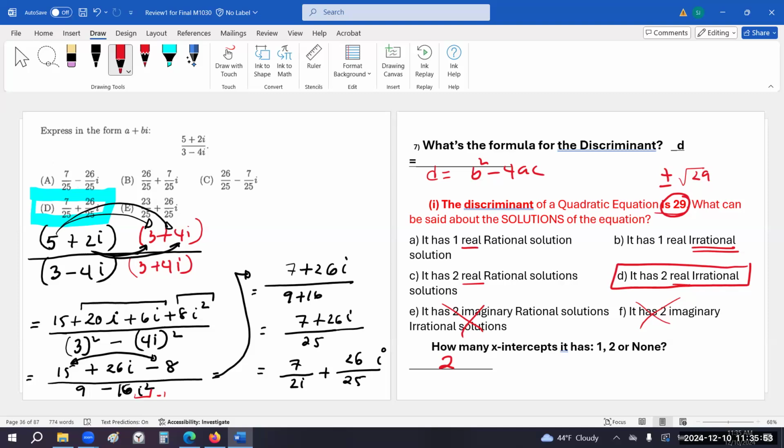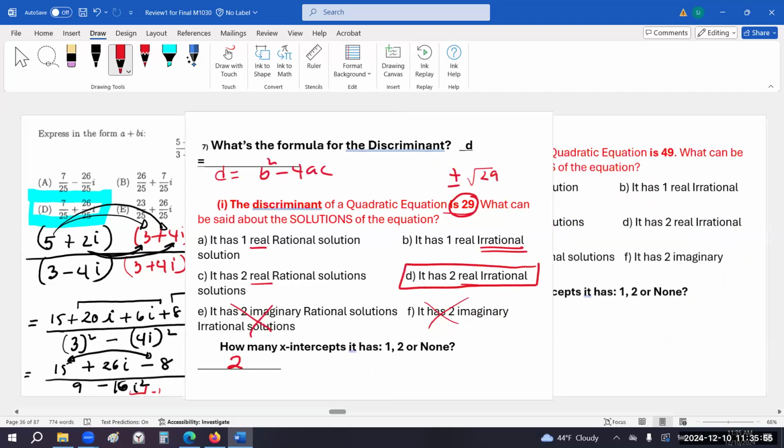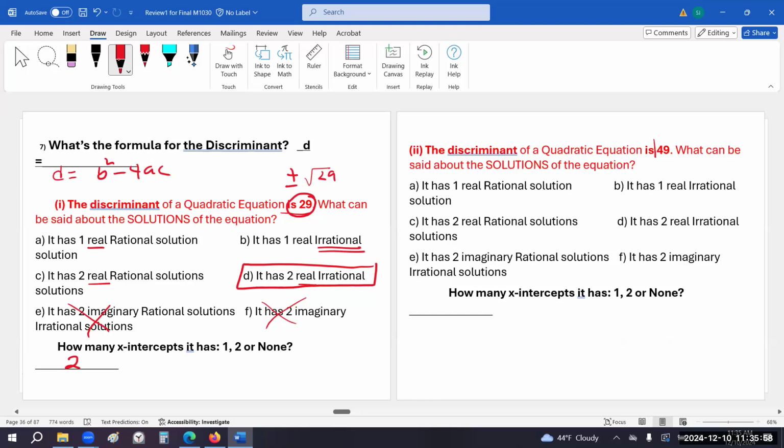And since they're real, we have 2 x-intercepts. How about the next one? We have 49. So we have plus minus square root of 49. That gives us plus minus 7. So it's 2 real, what? Irrational or rational? So real, rational. Rational means you can simplify the square root, so you get a whole number. As a result, what is our x-intercept? 2 of them.